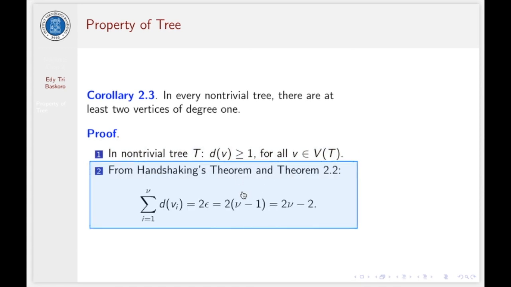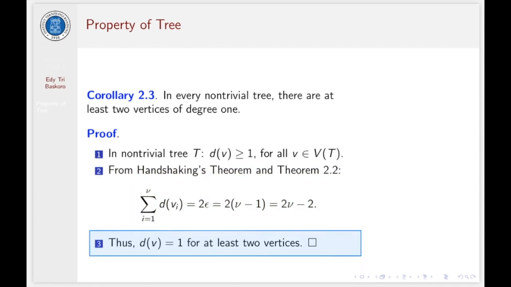Then by the handshaking theorem and also the previous theorem, we will have that the sum of all degrees must be equal to 2 times the number of edges. Then because the number of edges is n minus 1, then we will have this number 2n minus 2. So that means we have at least 2 vertices with degree 1.